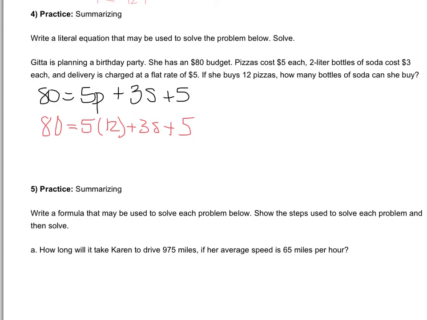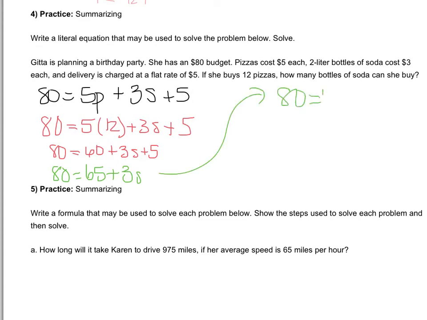Well, 5 times 12 is 60. So I have 80 equals 60 plus 3s plus 5. And I can add my 60 and my 5 together because they're both numbers. They don't have any letters with them. So that would be 80 equals 65 plus 3s. And the last thing I need to do is solve this for s now. So I'm going to rewrite it over here because I'm out of space. So I have 80 equals 65 plus 3s. And I need to solve this for s.